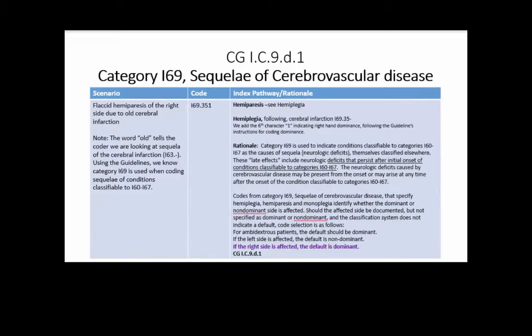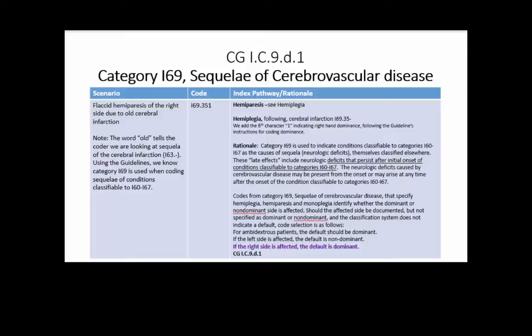The next guideline has to do with the sequelae of cerebrovascular disease, which would be, for example, hemiplegia that continues after someone's recovered from a stroke. You do not use this I-69 code for a patient who is in the hospital right now with a stroke, having had a stroke. That would be a G code for hemiplegia. Your I-69 code is particular to that patient who has a sequela or an existing hemiplegia after discharge from the hospital, recovering. They've had the stroke, they've recovered, and they still have this weakness on one of their sides.